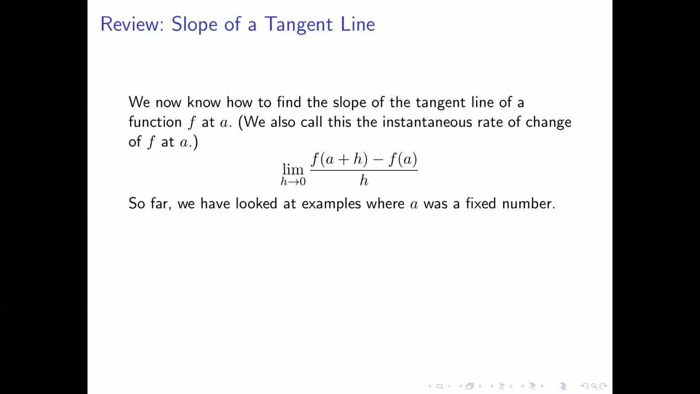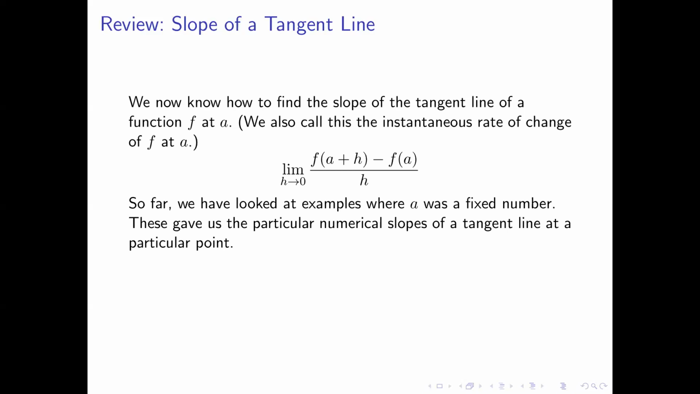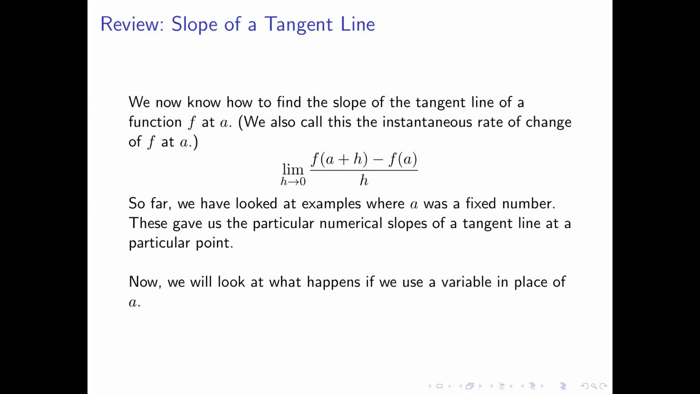Now, in the examples we've looked at up to this point, a has been a fixed number like 2 or -1. And what that gives us then is a numerical slope, a single number for the slope of the tangent line at that particular point where x equals that number. What we're going to look at now is what happens if we let a continue to be a variable rather than assigning it a specific fixed numerical value.